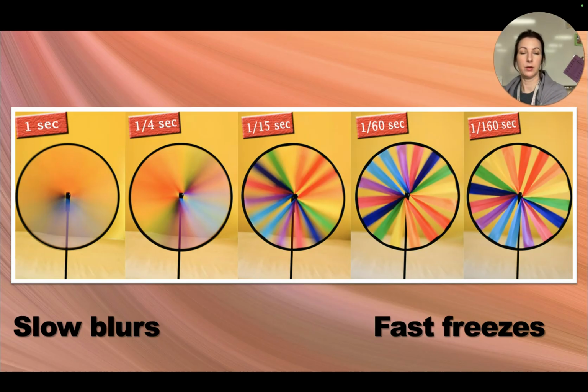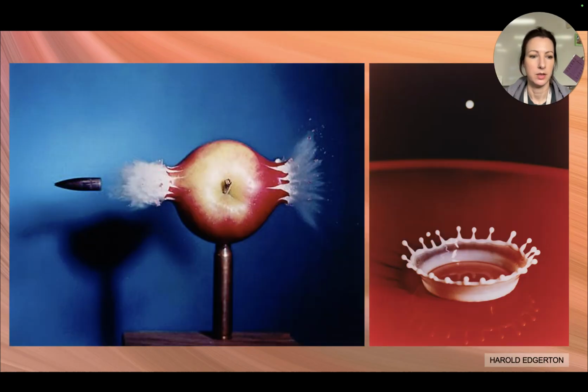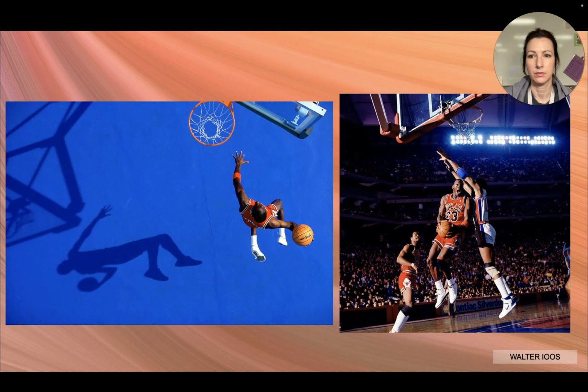So again, if you have a slower shutter speed, so at a second, the subject has more time to move around that frame, whereas if it's fast, it only has a split second to move before it's captured. So let's look at some examples. These are by Harold Edgerton. The bullet going through the apple, the little drop, his work is very, very famous.